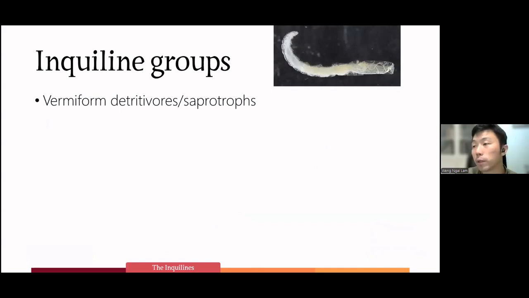We can group the inquilines sort of by their functional groups. There are the vermiform, or the worm-like detritivores or saprotrophs. I don't really make a distinction between detritivore or saprotroph. Let's just say they are sort of basal in the food chain. They consume the microbes or they consume the prey tissue directly.